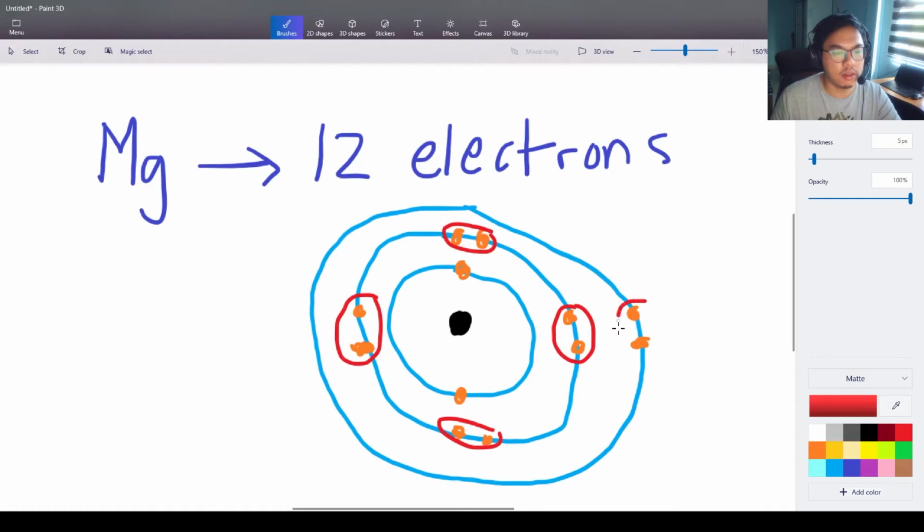Okay, and also here. These two do not need to be in pairs because they are the only two in the first shell. But for the second, third, and fourth shell, you have to draw them in pairs first.